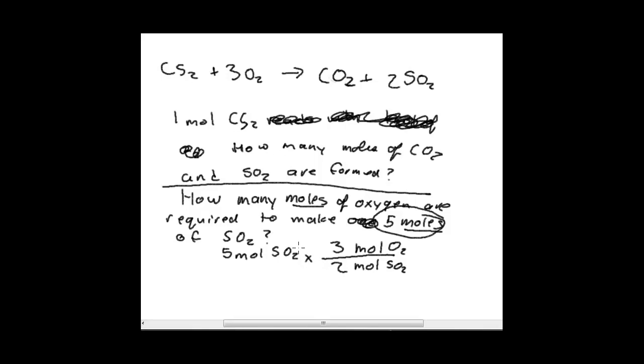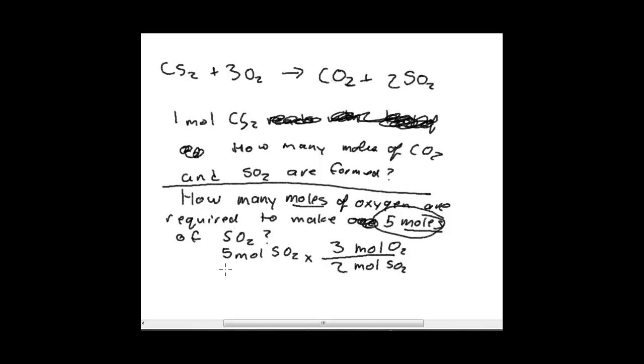Now what ratio do we use? Whatever substance we have here goes in the denominator. So the substance from the problem in the denominator. The substance we're trying to get in the numerator. Where do these numbers come from? The balanced equation. That's why it's so important for the equation to be balanced. So moles sulfur dioxide, 2. Moles oxygen, 3.